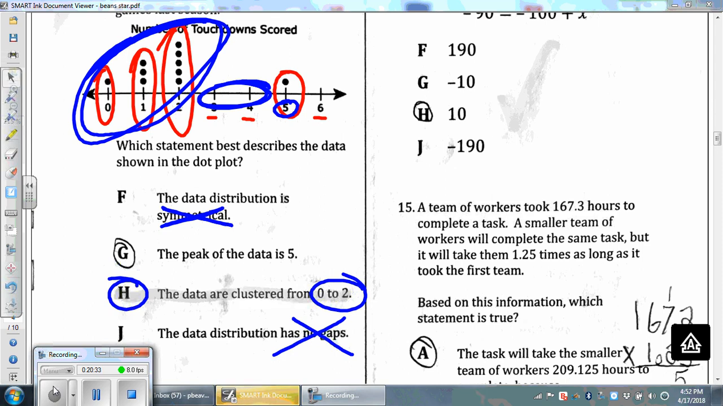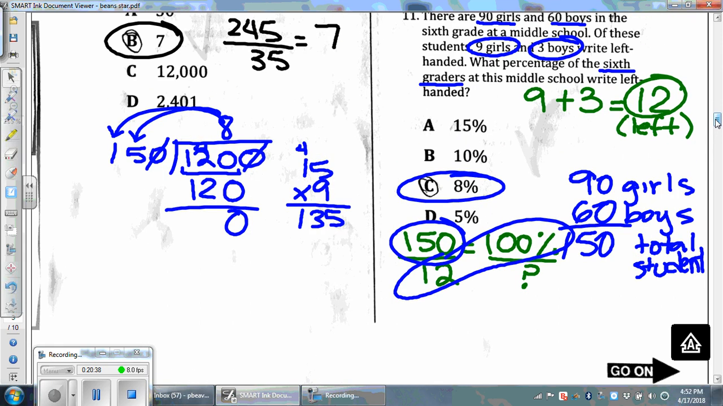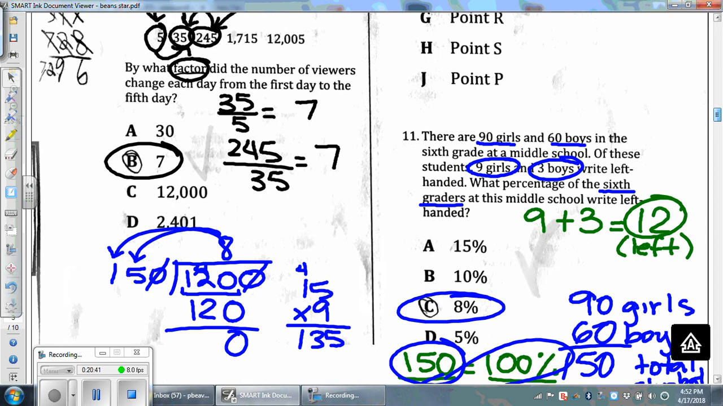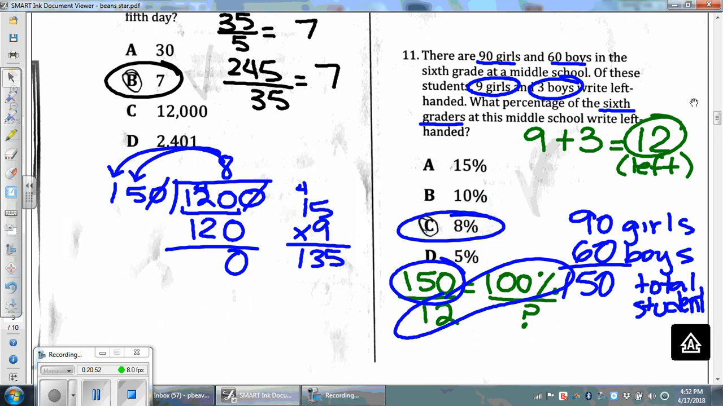Okay, so let's move on to, I don't know if I was able to record number 11, but here is the explanation. You got that one right. But in case you need to see it again, we created a proportion where we say that the total number of students, which comes from here, 90 plus 60, is equal to 1/5. And that will be 100%.